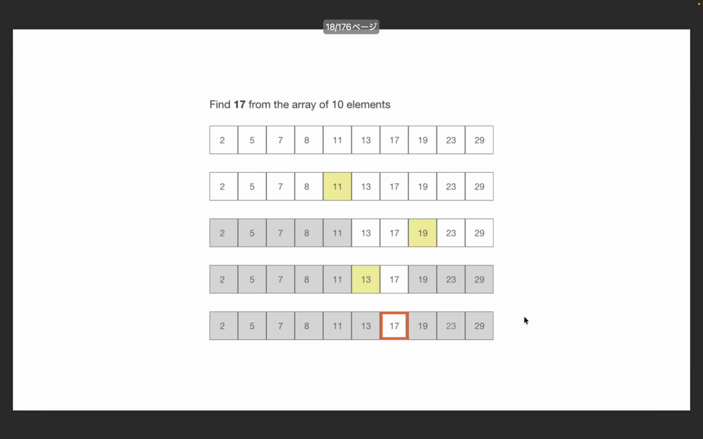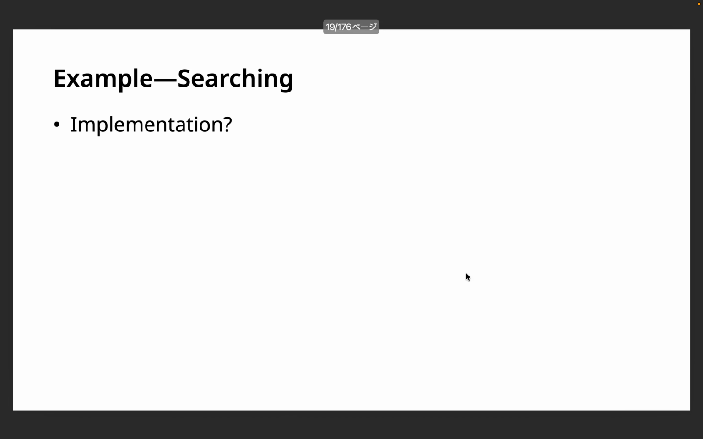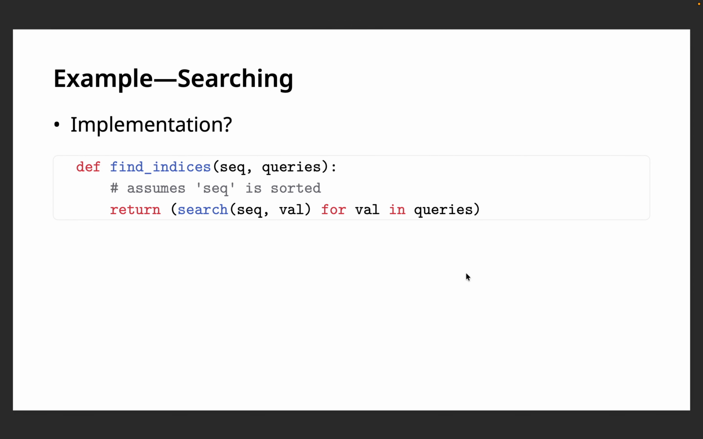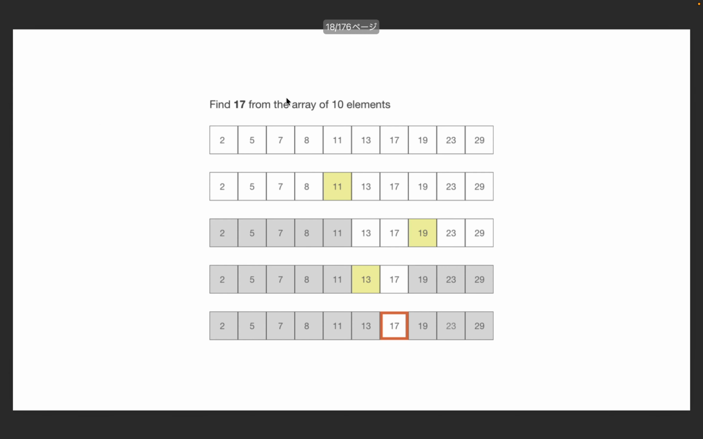So how do you implement an idea like this? What we can do is, if this is the sequence, these are your queries. And for each of the values in your queries, you have a function call just for that specific value. And here you're assuming that the sequence that you're given is sorted, so that you can do this binary search over here.